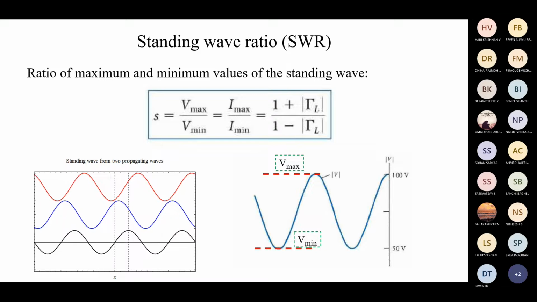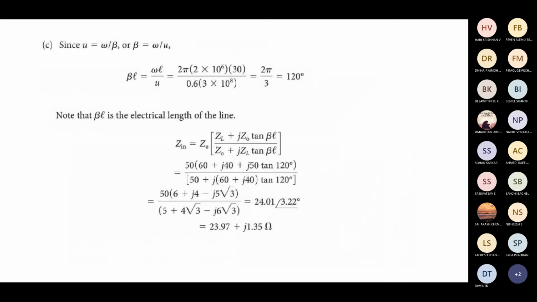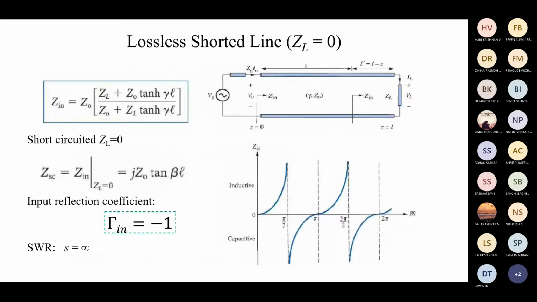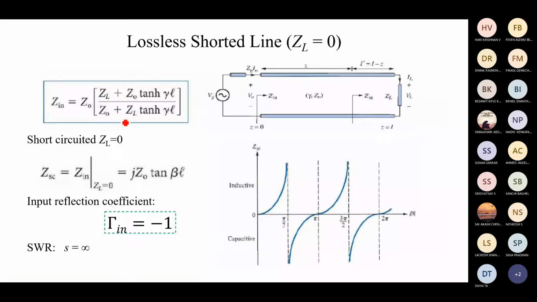Alternatively, this can be described in terms of standing wave ratio. We have seen some examples of how to calculate those values, and we also have seen some special cases in the transmission line, where it is terminated by a short circuited line or an open circuited line. We noticed that it immediately gives a reactive impedance, which means it can be either capacitive or inductive.